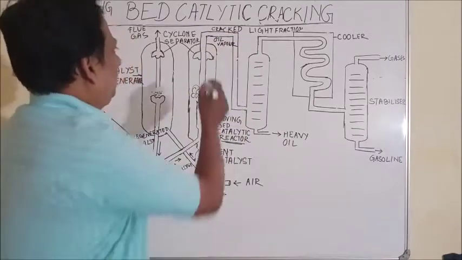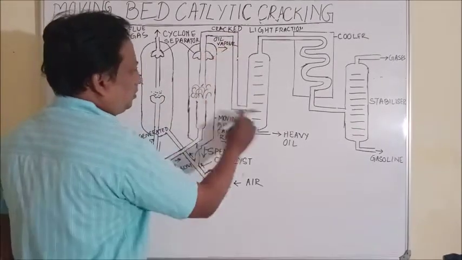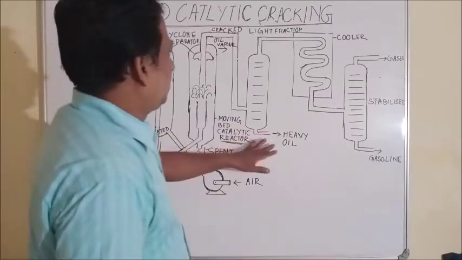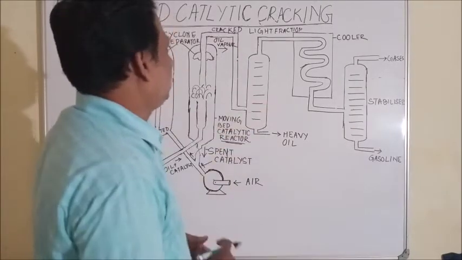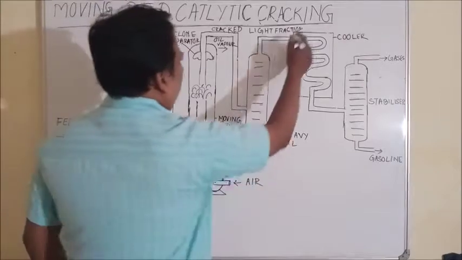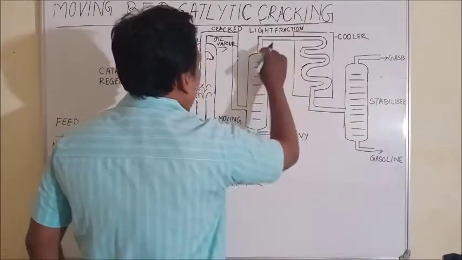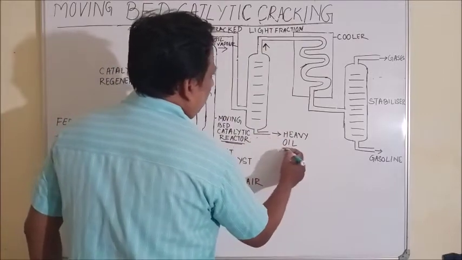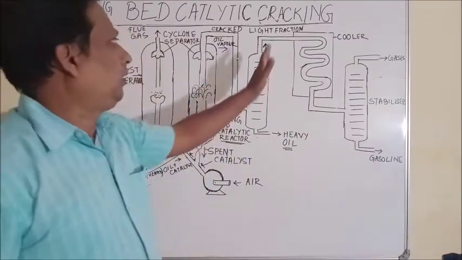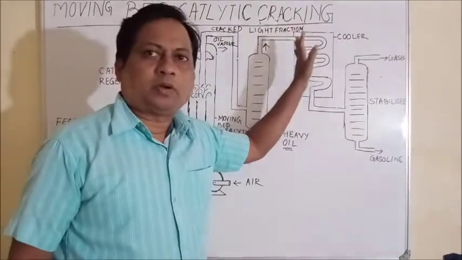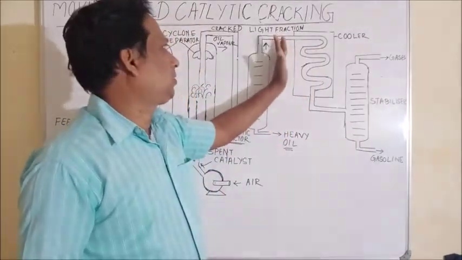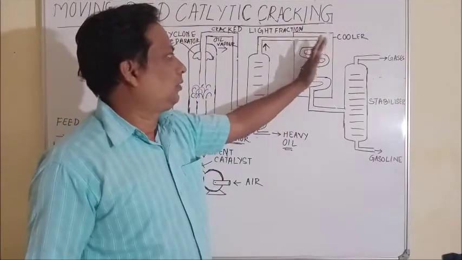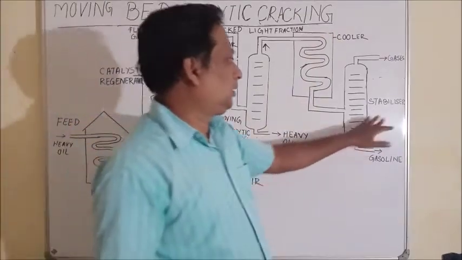The cracked oil vapors pass to the fractionating column. Here light oil fractions are collected at the top and heavy oil fractions are collected at the bottom. The light oil fraction is in vapor form, which is cooled in the cooler and stabilized in a stabilizer.